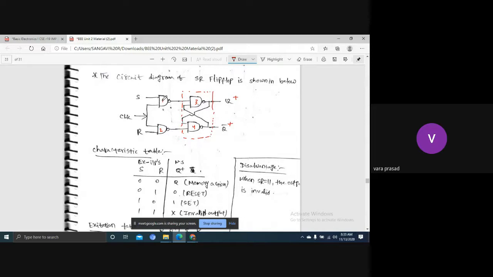Now first gate: here 2 inputs are there, one of the inputs is S. Here second gate, one of the inputs is R. Here one input is pending, here one input is pending. These two combined, I can give clock.